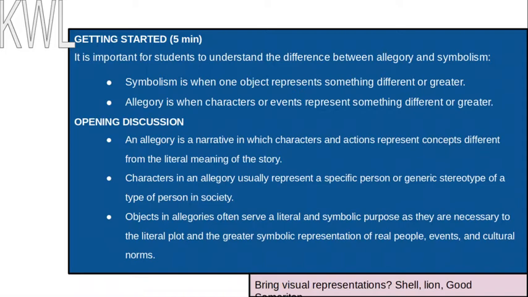So we're going to look at some of those allegory examples through The Tortoise and the Hare, a couple of stories, as well as The Sneetches. If you look here at the screen, you can see some symbols. Like the shell is a symbol because it is a symbol in a story called Lord of the Flies. And in Lord of the Flies, you have to have the shell to be able to talk.